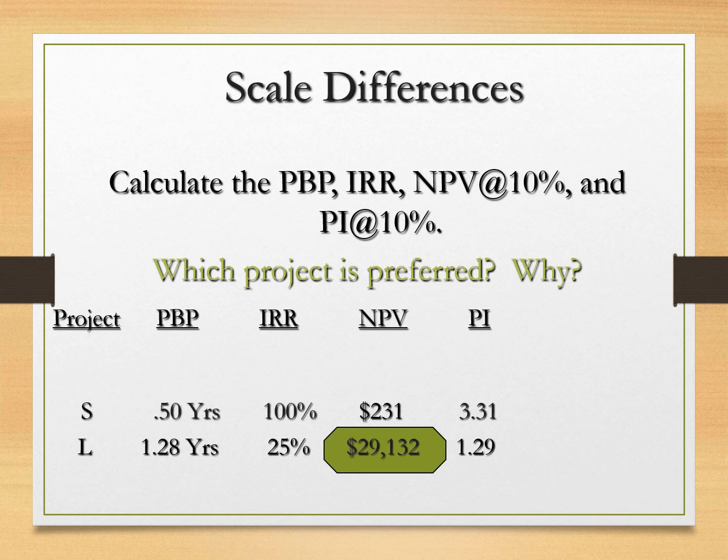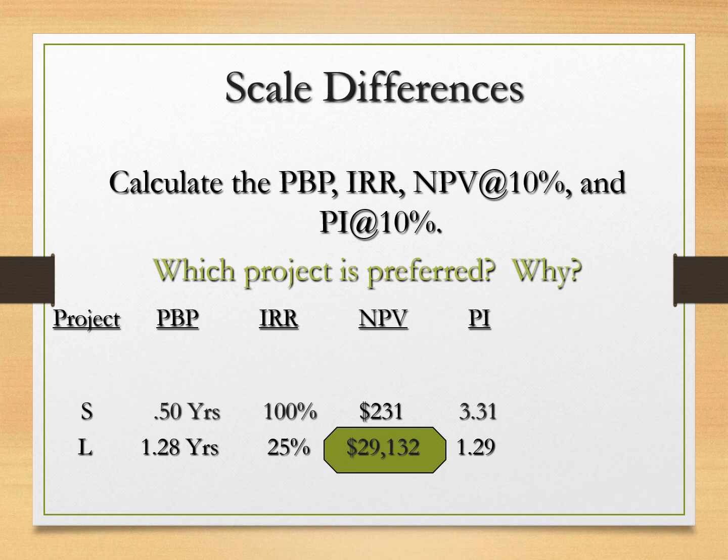If we look at the internal rate of return, the internal rate of return for project S is 100%, whereas the internal rate of return for project L is 25%. If we compare these projects on the basis of internal rate of return, then we select project S because the internal rate of return for project S is greater than the internal rate of return for project L.